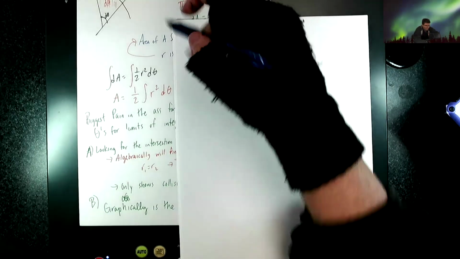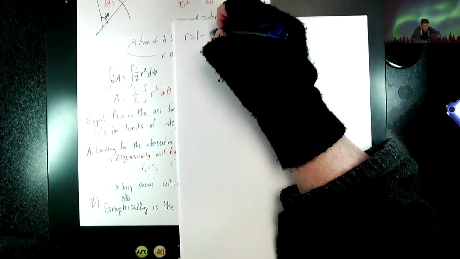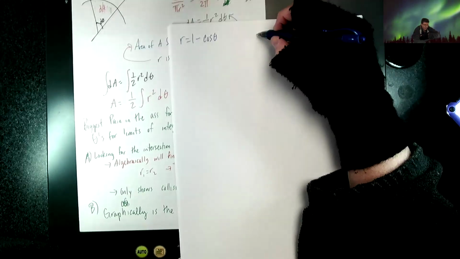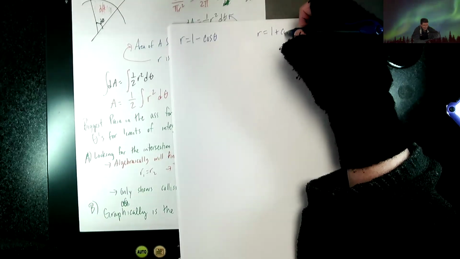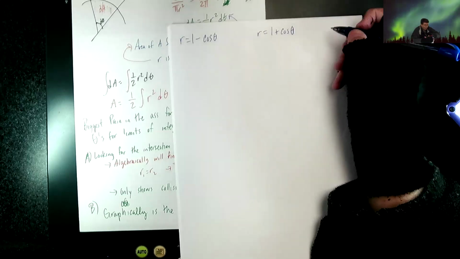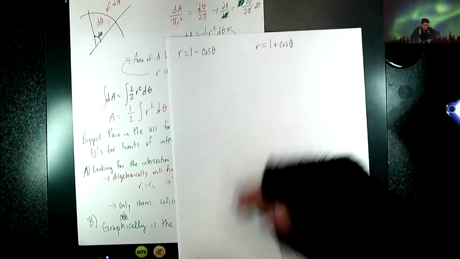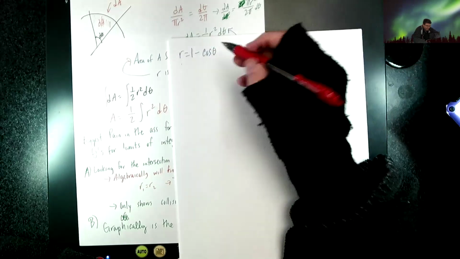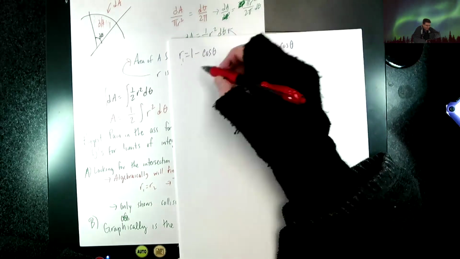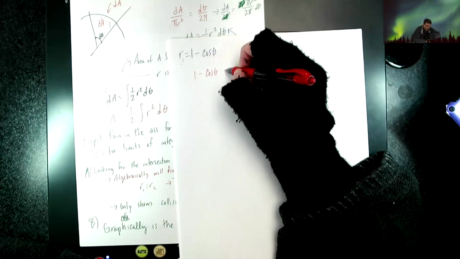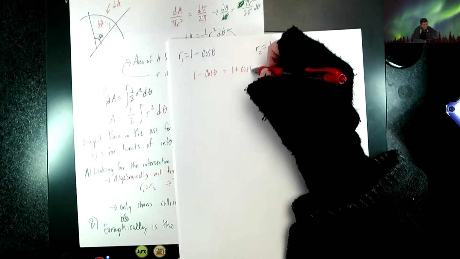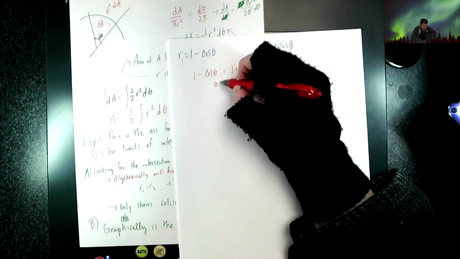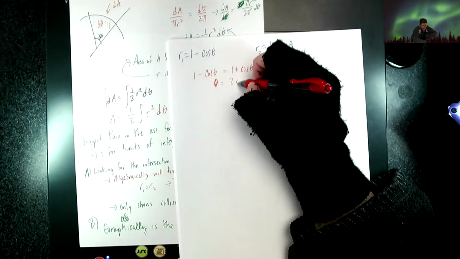This first example shows the problem with the system. We're not going to do an area problem with it yet. I just want to show what we're talking about here. If we have R equals 1 minus cosine theta and R equals 1 plus cosine theta, one way to find intersections is to set them equal to each other. They should be at the same R, so R1 should equal R2. 1 minus cosine theta equals 1 plus cosine theta, and you get 0 equals 2 cosine theta.